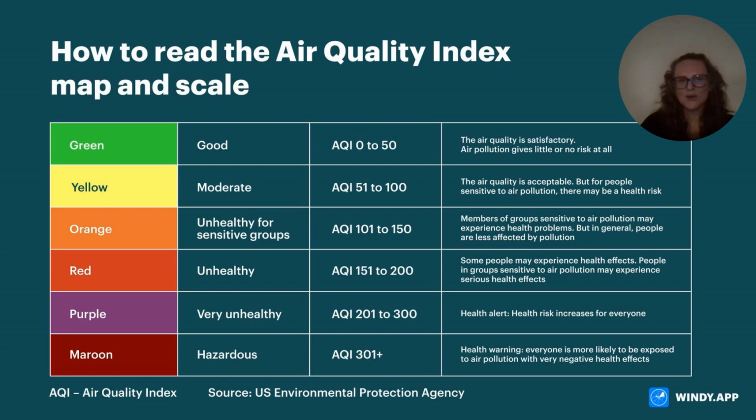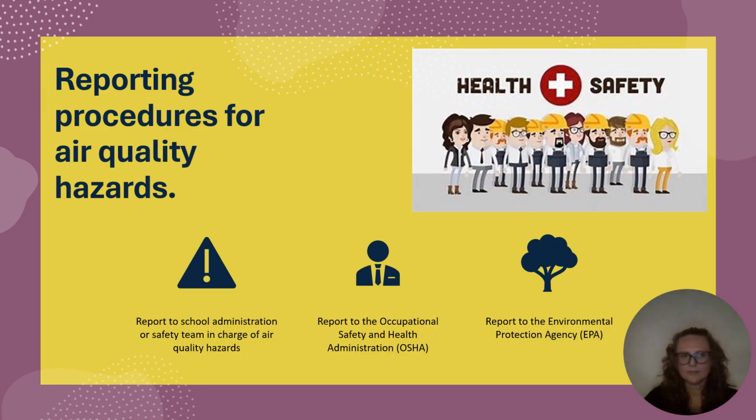How to read the air quality index reports. Air quality is measured on a scale from 0 to 500, with the higher numbers representing more particles in the air. You may access air quality index information on the United States Environmental Protection Agency webpage.